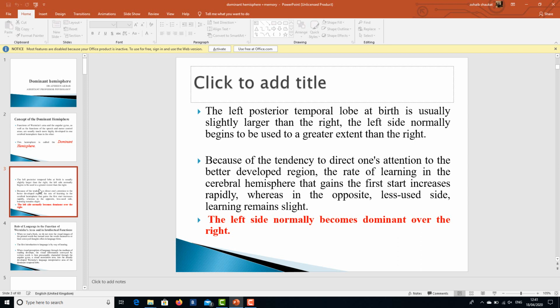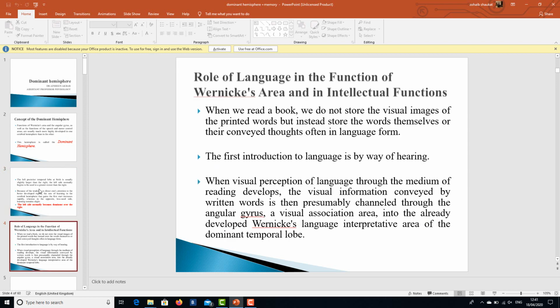So that's why most of the time people are right-handed. They do most of their work by the right hand, and vice versa.